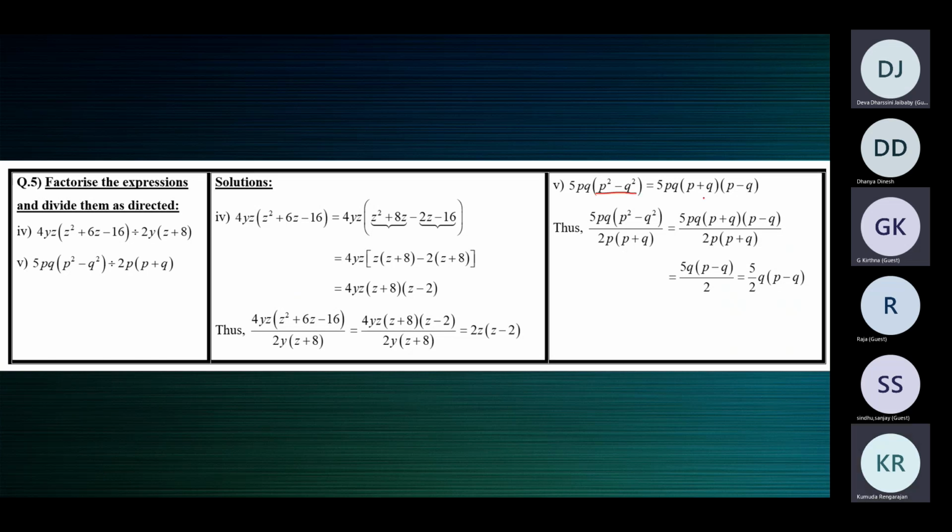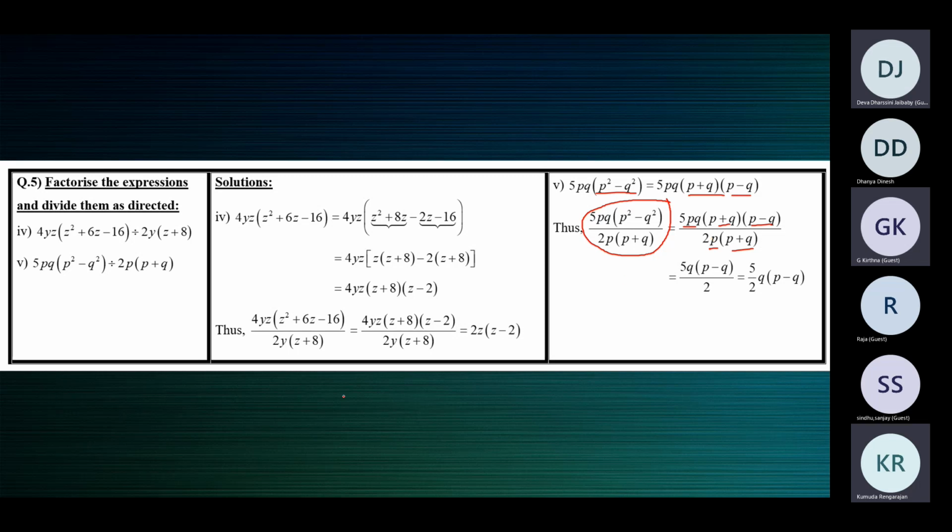So p square minus q square can be written as p plus q into p minus q. So this is the question. We factorize the numerator. The numerator is 5pq of p plus q into p minus q, divided by 2p into p plus q.